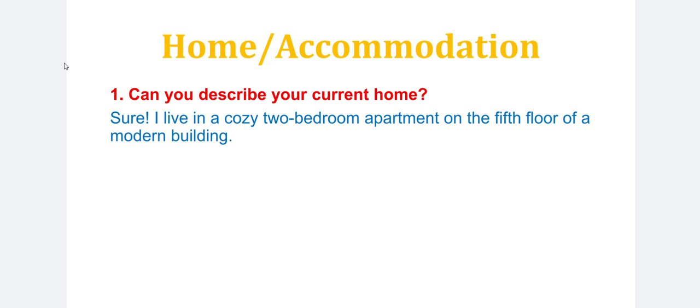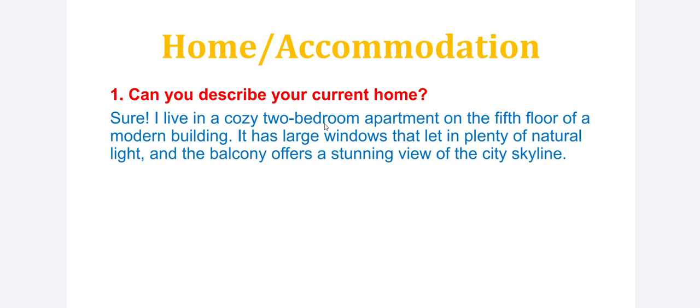So we have told the examiner where I live because he or she is asking me to describe my current home, like where I'm living right now. It has large windows that let in plenty of natural light, and the balcony offers a stunning view of the city skyline. So I have told them the main features of my home basically.